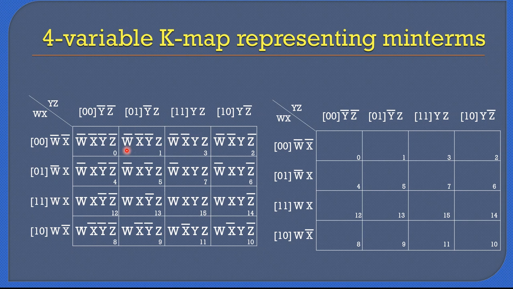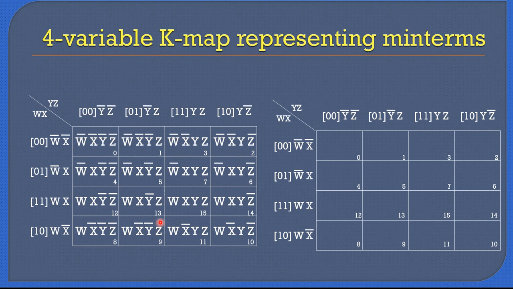This row will have w'x' fully, and the remaining you write from the columns. So w'x'y'z', then w'x'y'z, and it goes on like that. In the second row you have w'x, so all the values start with w'x, and the remaining things you fill based on the column values. So you will have the complete 16 boxes here.